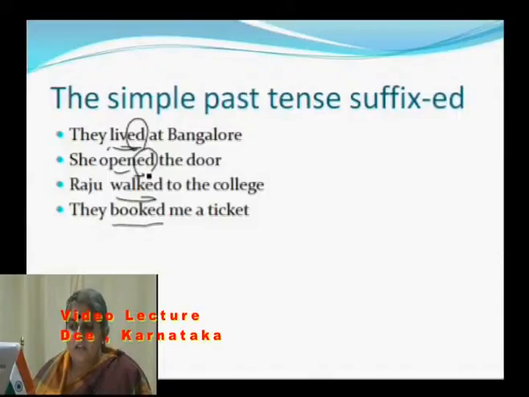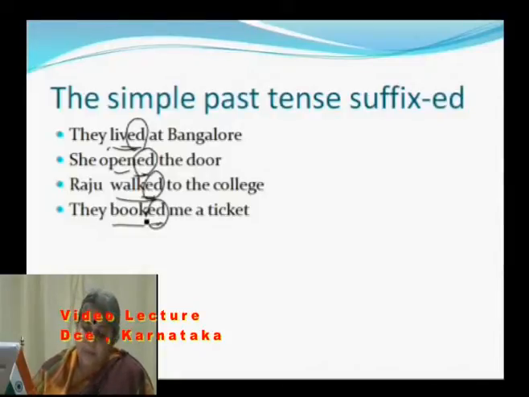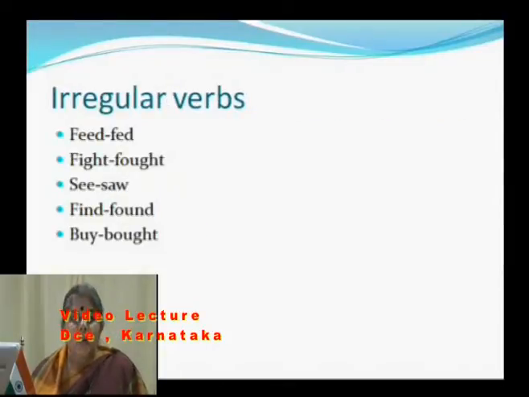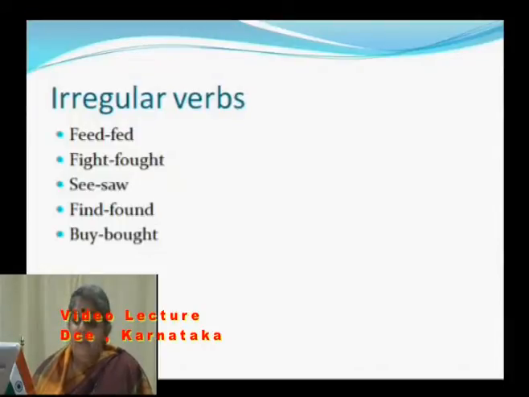Third one, Raju walked to the college. Which is a suffix? Ed is a suffix. Walked. They booked me a ticket. Which is a suffix? Ed is a suffix. Now, we have found in all the 4 sentences, the simple past tense, which is a suffix, ed is a suffix. Now let's try to understand what happens with special reference to the irregular verbs.